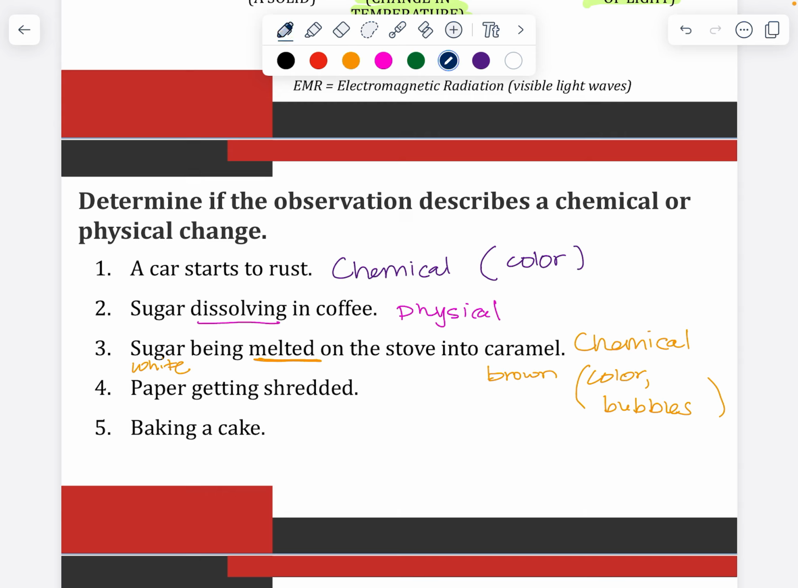Paper getting shredded. Paper getting shredded is going to be a physical change. It's just breaking the paper into smaller pieces. You're not actually changing the makeup of the paper though. And last, baking a cake. This would also be a chemical change. We would see that there's a color change as it starts to brown in the oven. We can also see the cake rise and form bubbles, which means that there's a gas being produced in that chemical composition of the ingredients.